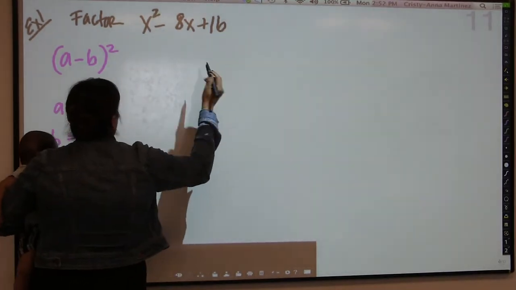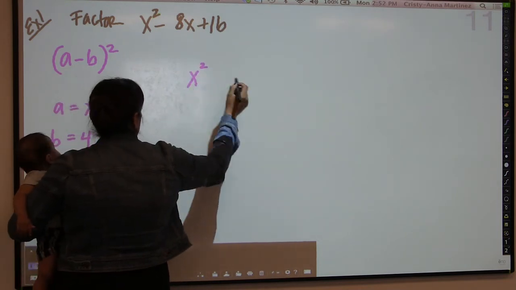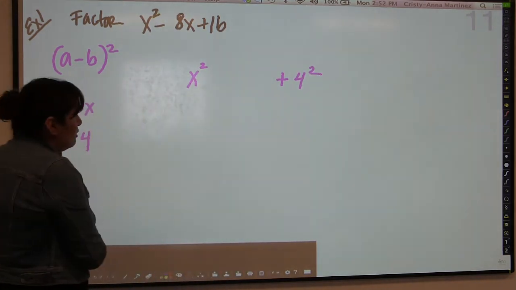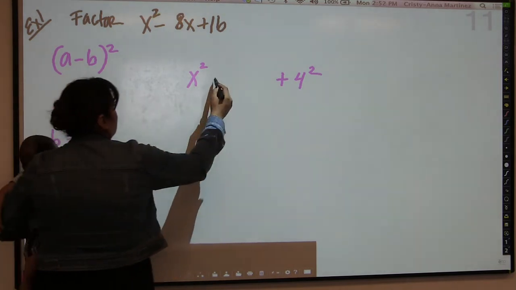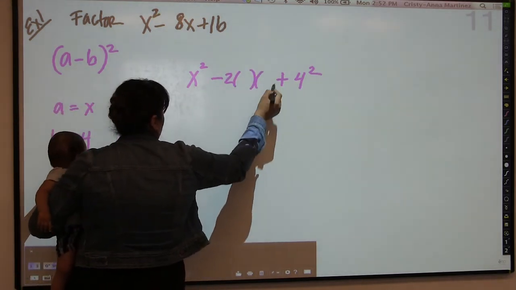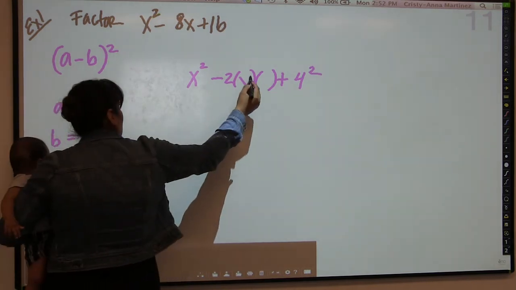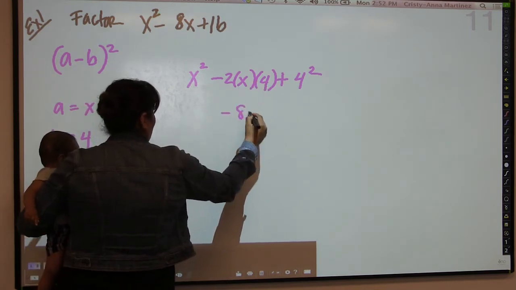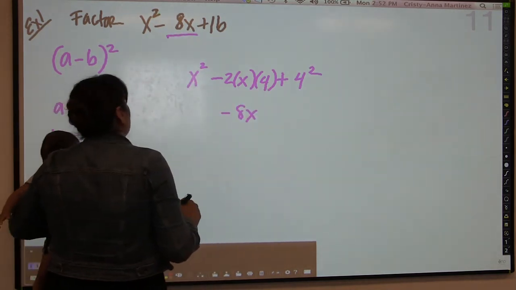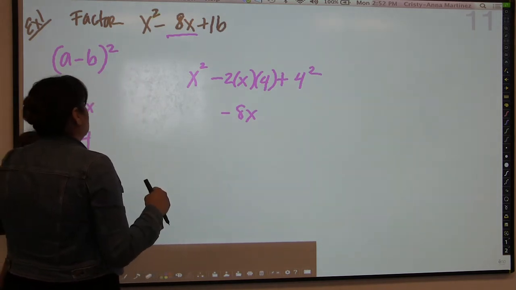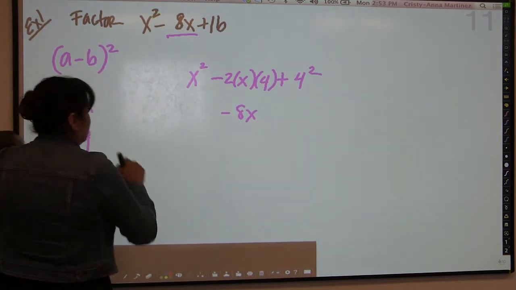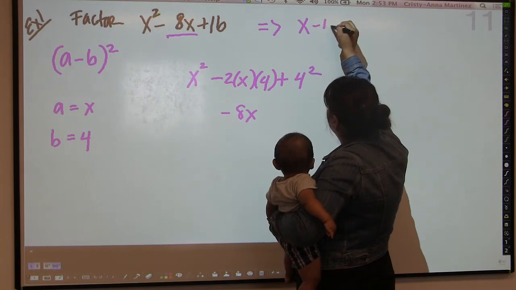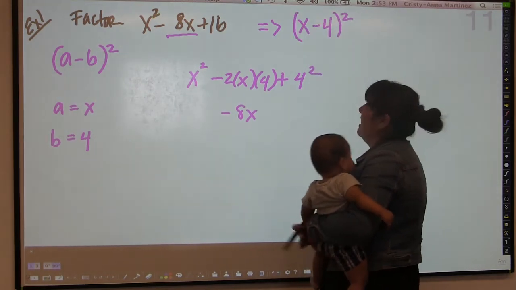So you've got that. So what you want to do is rewrite this as x squared plus b squared. And as we learned before, the middle term should be a negative 2ab. So if a is x and b is 4, then negative 2 times 4 will be negative 8x. And since that checks, then we know that this is in fact the right format. And so to factor it, I would just write (a - b) quantity squared. So if a is x, this would be factored into (x - 4) quantity squared, and I'd be done.